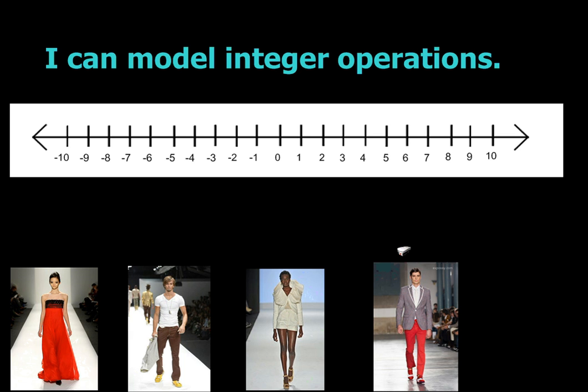So we might have a -6, and this time let's add a -2. Let's think about what that walk would look like on our number line. So we start at 0 and we walk to -6. 2, 3, 4, 5, 6 in the negative direction.